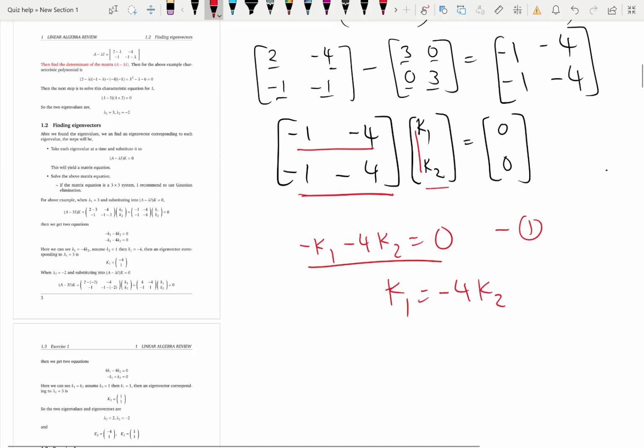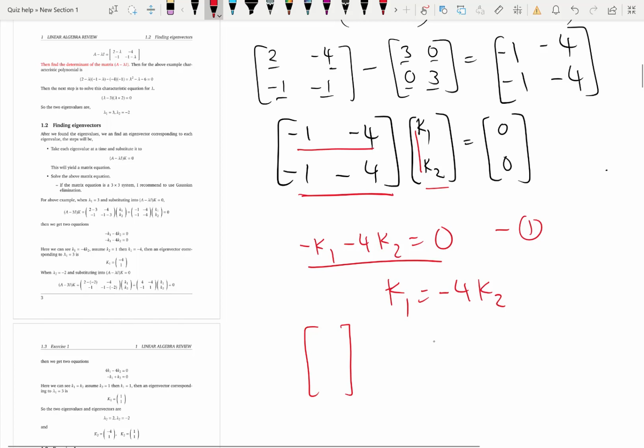Yes, you get to choose your K1 and K2. Choose K2 smartly and then you get K1. So choose any number you like for K2 but not 0. You have to make sure when you're choosing these K1 and K2s that you don't get 0, 0 as eigenvectors, because 0, 0 is never an eigenvector. The 0 vector is never an eigenvector. So make sure that doesn't happen.